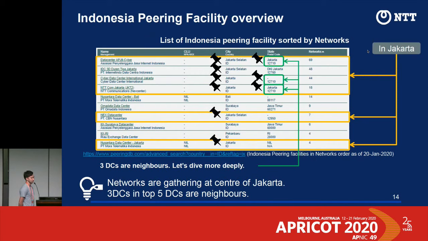Okay, let's go to peering facility. I took the snapshot from PeeringDB. This is sorted by the number of ASes located in the data centers. The data center circled with a yellow line is in Jakarta. So you can see mostly the major network data centers are in Jakarta.